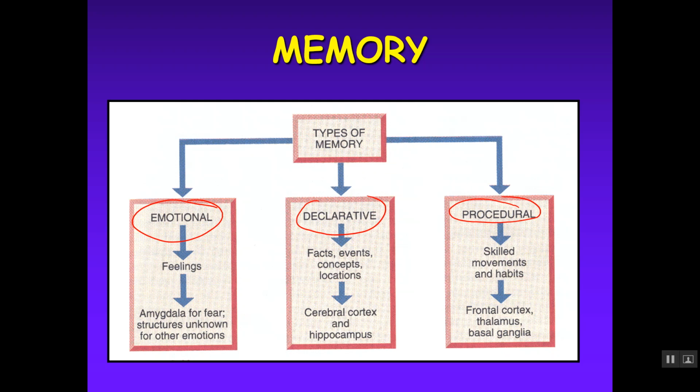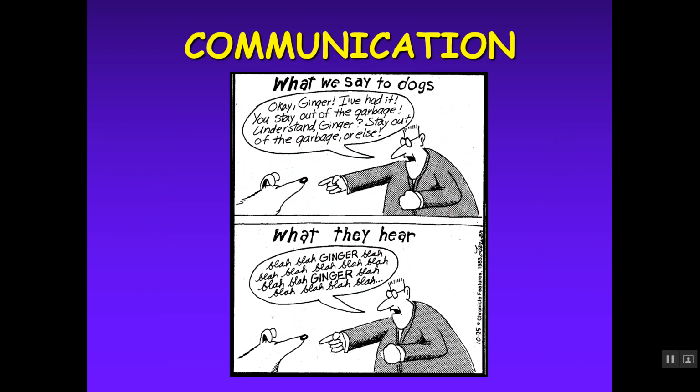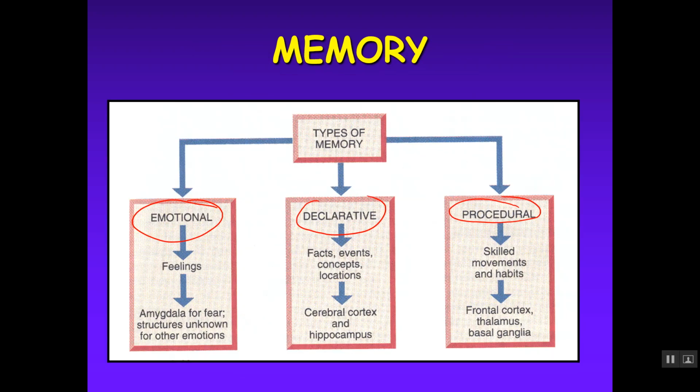procedural memory. So the types of memory: we have emotional memory. These are feelings, remembering previous emotions and feelings. Declarative memory, you're declaring something, a fact, something you know, and you can write on paper, or tell me back a fact, a figure, that kind of thing. That's events, concepts, locations, those kind of things. That's mainly cerebral cortex and hippocampus, okay?